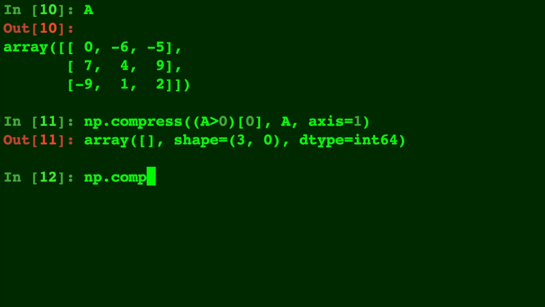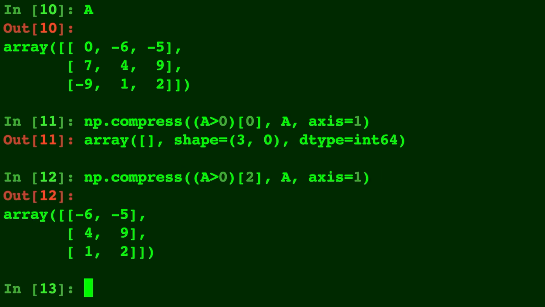Okay, let's do np.compress. We'll give it the mask of A greater than 0 once again, and this time let's give it a different row to base it off of. Let's give it the second index or last row, A, with axis equals 1. So it's going to take any column where the last row is greater than 0. So we have 1 right here that's greater than 0, so it gets that column, and 2 is greater than 0, so it also gets that column.